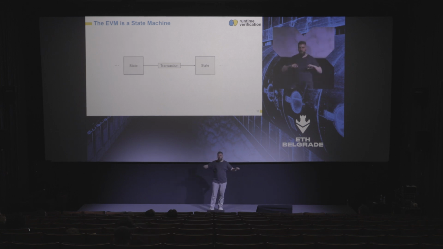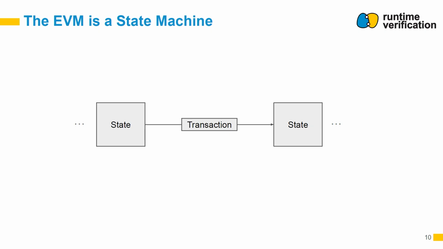Let's talk a little bit about the EVM. You may have heard that the EVM is like a state machine. If I'm not mistaken, the initial state, the Genesis block, was mined in 2015. At this state, there were no smart contracts. Everybody had a balance of 0, basically. And then we did lots of transactions. People deployed smart contracts.